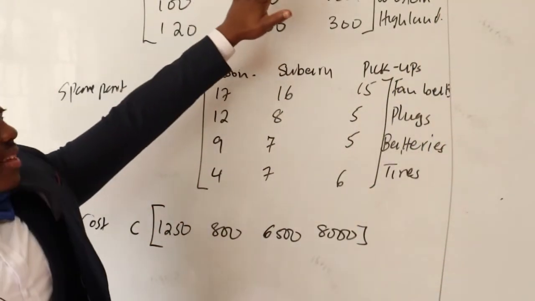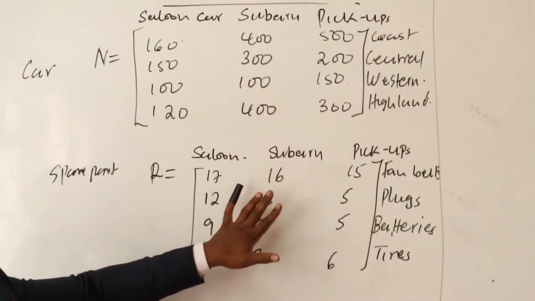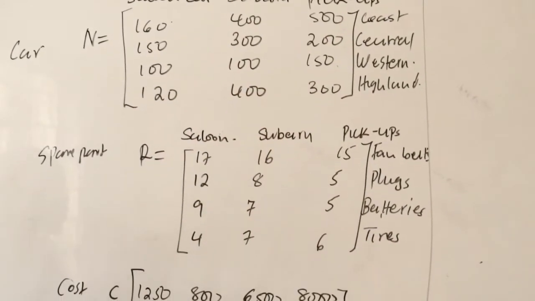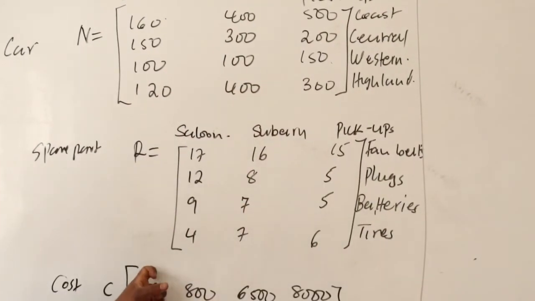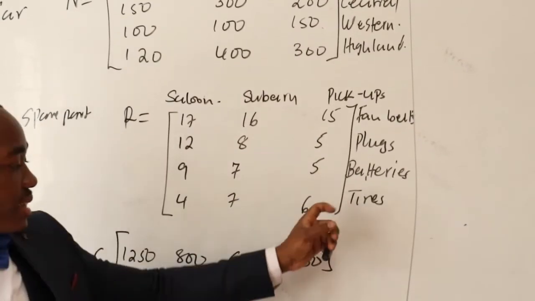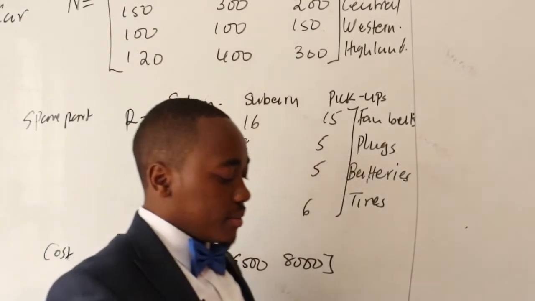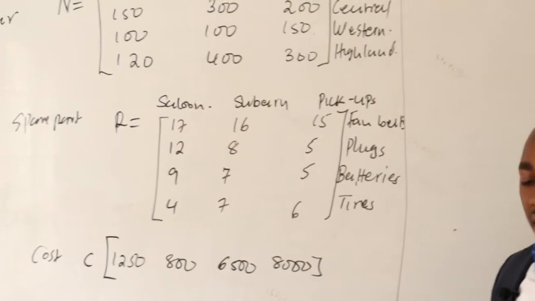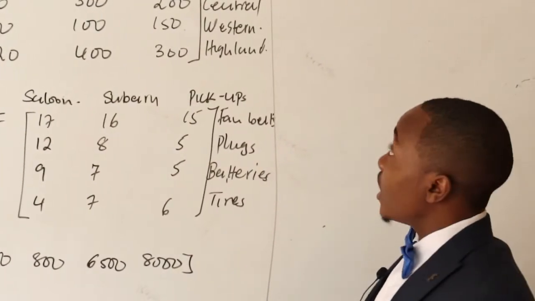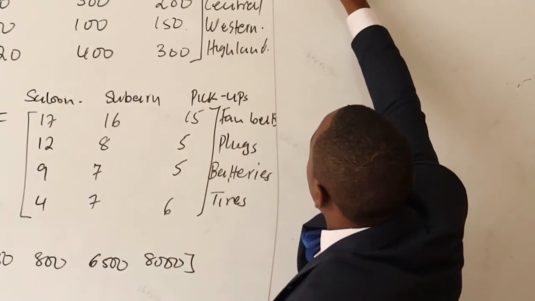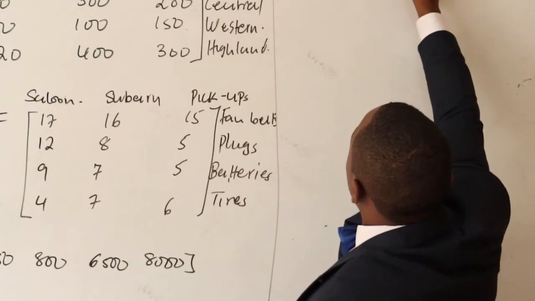You are given the number of cars and the region. You are given the spare parts for each type of car, and then you are given the cost for the spare parts for fan belts, plugs, batteries, and tires. So required number 1, the total demand of each type of car. So number 1, we get the total demand for each type of car.